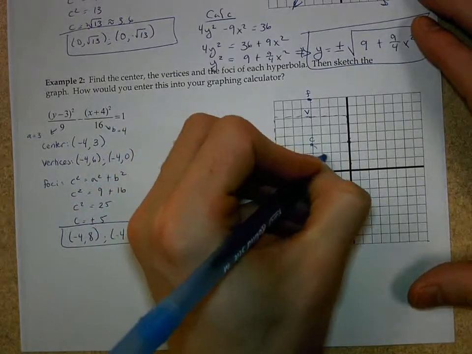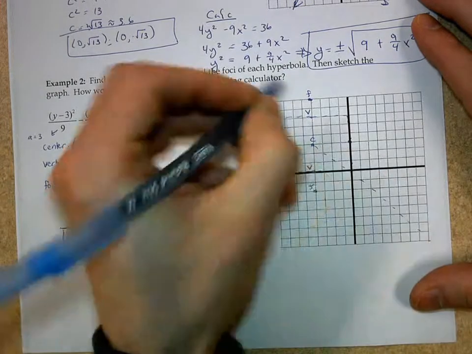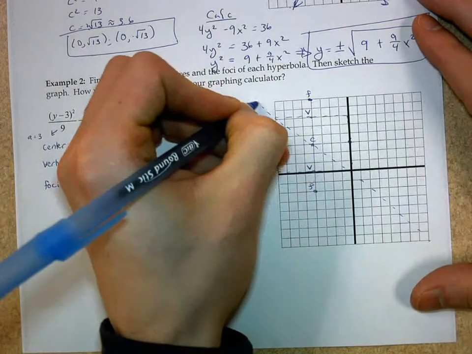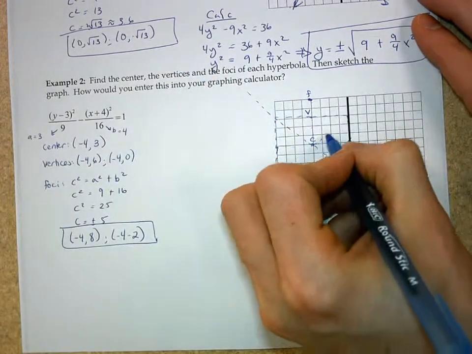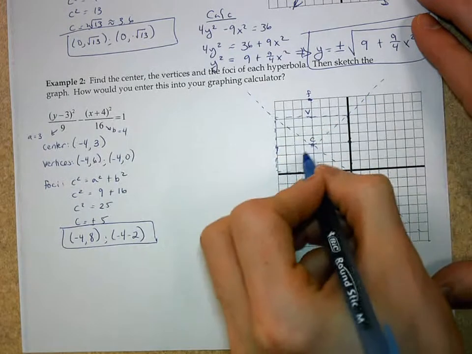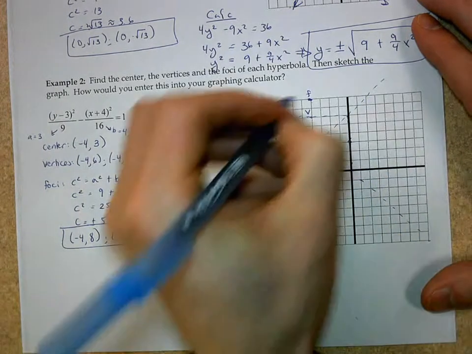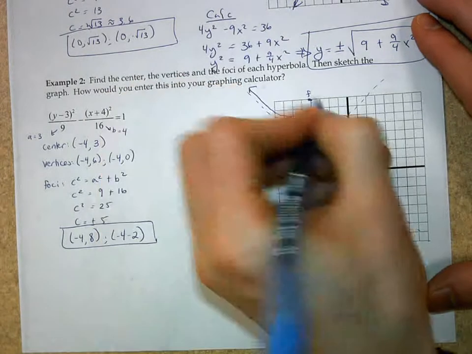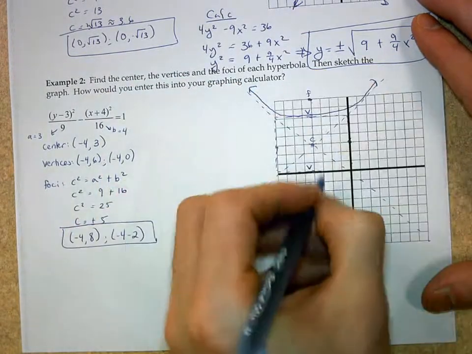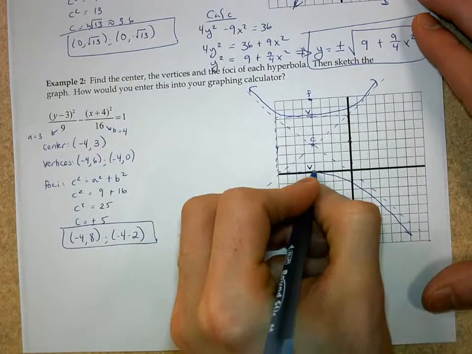Next thing I want to do is I want to put in my asymptotes, just as my guidelines. Remember, your asymptotes go through the center and out of the corners of the boxes. And then our hyperbola goes along those asymptote lines.